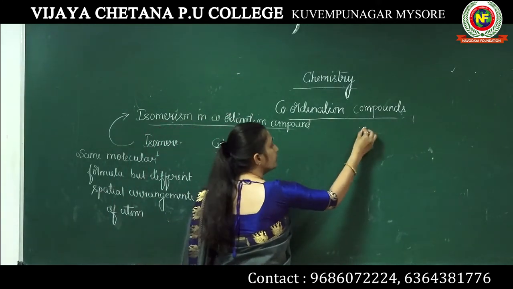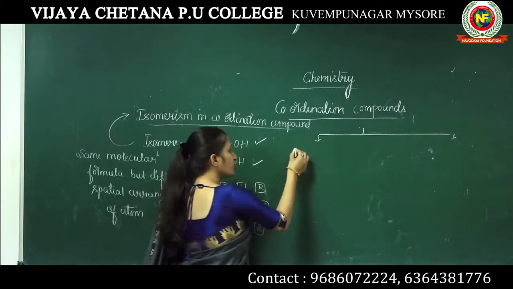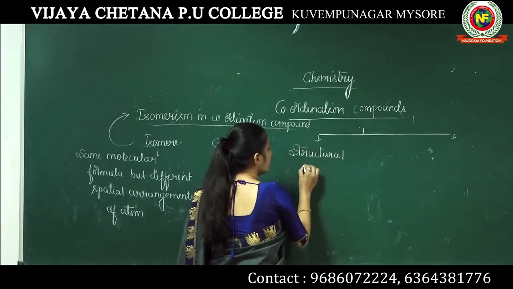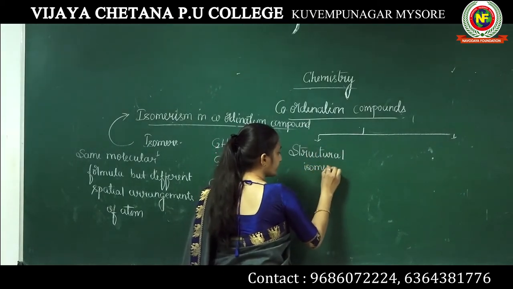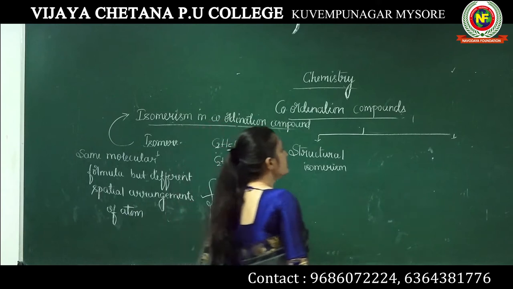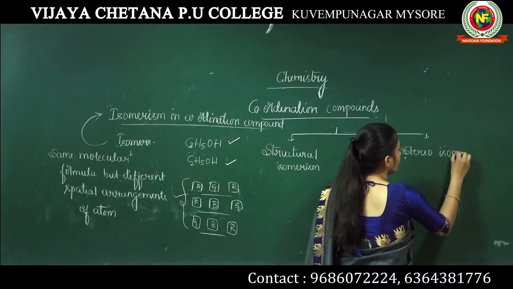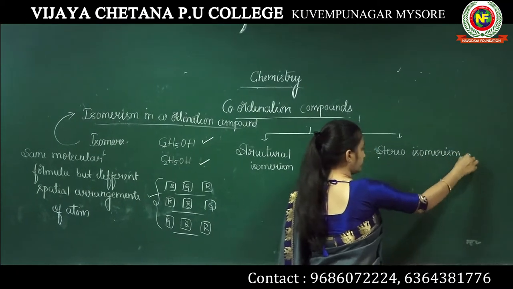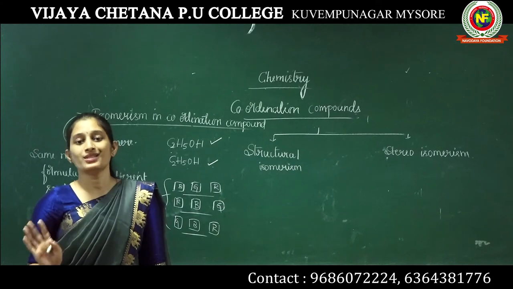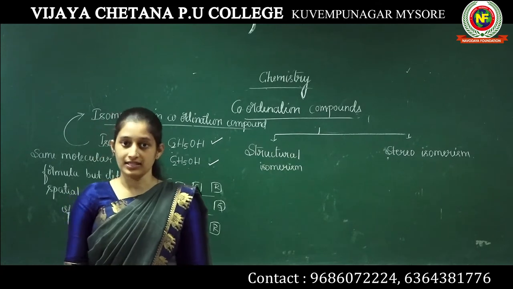We are going to observe two types of isomerism. First one, structural isomerism, and second one, stereo isomerism. See, in coordination compounds, two types of isomerism are possible: first, structural isomerism, and second, stereo isomerism.